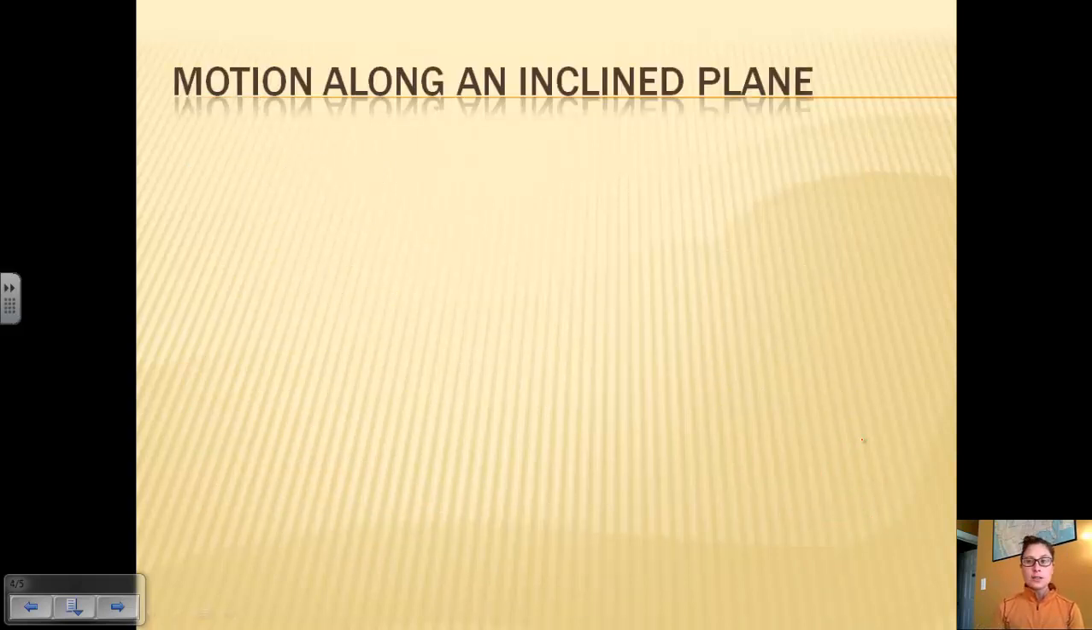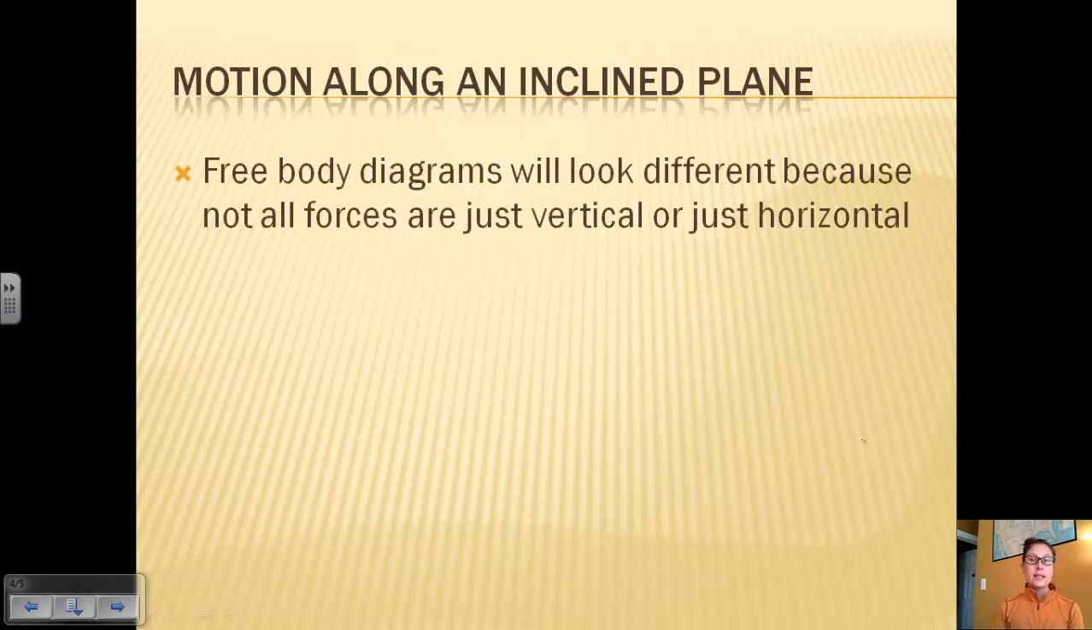Okay, so the last thing we're going to look at with this section is motion along an inclined plane. So far we've looked at things that are only horizontal or only vertical, and now we're going to look at things at angles. Our free body diagrams are going to look different because not all the forces are just vertical or just horizontal, and we're actually going to tilt our free body diagram to make it look more normal.